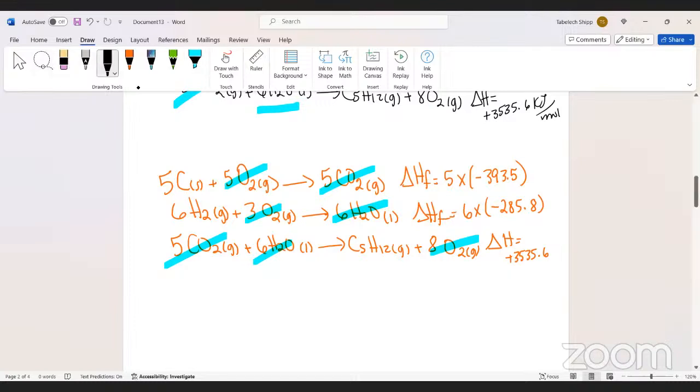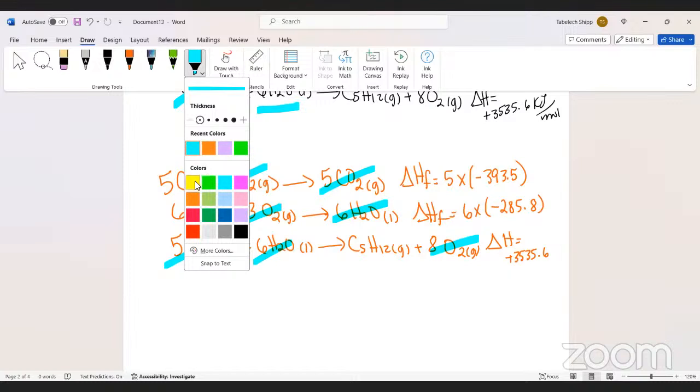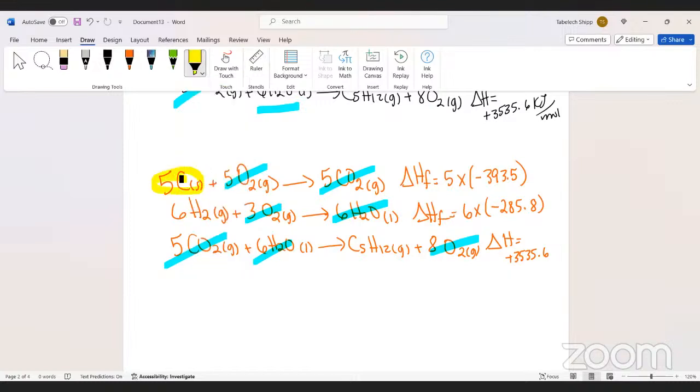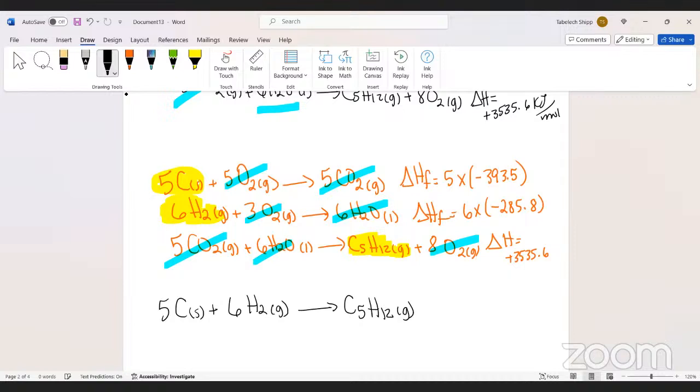So now what you're going to do is write what's left over. What's left over, I'm going to highlight in yellow, okay? This is left over. So you're going to write 5 carbons plus 6 hydrogens to give C5H12. And I know that looks funny. Let me rewrite that in parentheses so y'all can see that: 5 carbons plus 6 hydrogens to give C5H12. And this balances out: 5 carbons on both sides, 6 hydrogens on both sides.